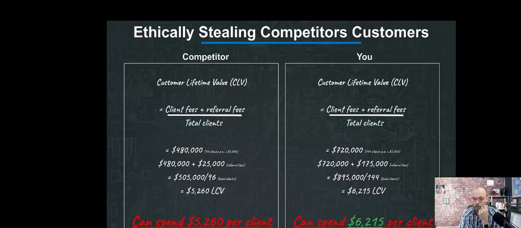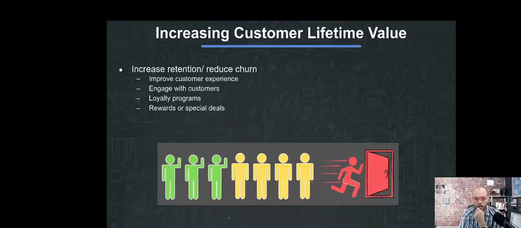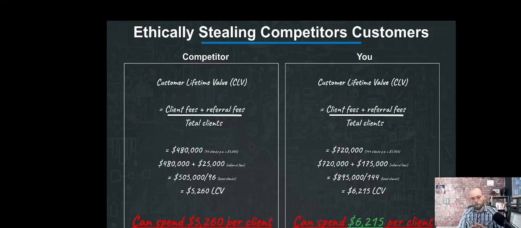You, on the other hand, you're smart. You're a lot smarter. You're getting $720,000 of business originally, plus you're getting an extra $175,000 in referral fees, which means your lifetime customer value is $6,215. That means that your competitor, assuming you weren't going to make any profit here, can spend a maximum of $5,260 to acquire each client just to break even.